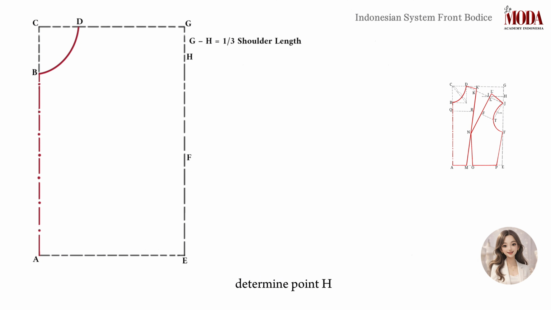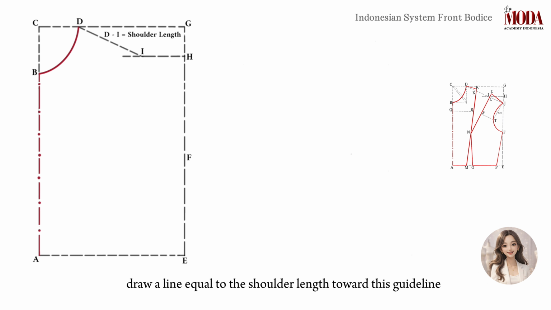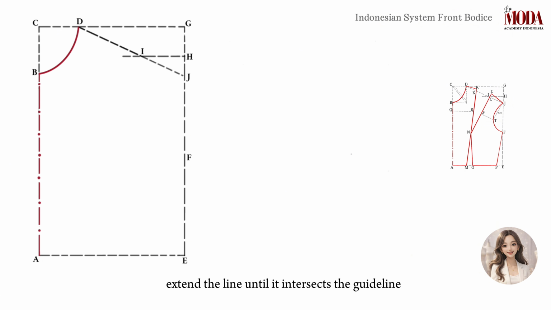Determine point H. The distance from G to H is 1/3 of the shoulder length. From point H, draw a horizontal guideline to the left. From point D, draw a line equal to the shoulder length toward this guideline. The end point is point I. Extend the line until it intersects the guideline from G to E. This intersection is point J.